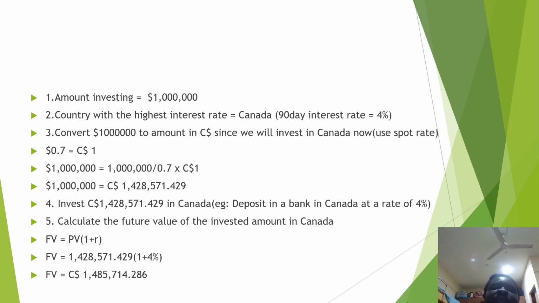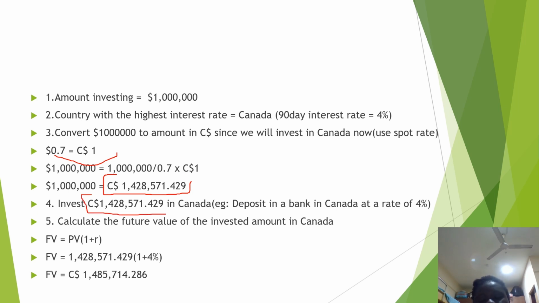So we have to change the 1 million USD to Canadian dollars using the spot rate, because we are doing it now. So the spot rate is the rate now. All right, so the spot rate is $0.70 to 1 Canadian dollar. So $1 million will give us what? After doing your calculation, you arrive at this. So this will be the Canadian dollars that we are going to receive if you convert. This is the Canadian dollars we are going to invest now. So we invest these Canadian dollars in a Canadian bank.